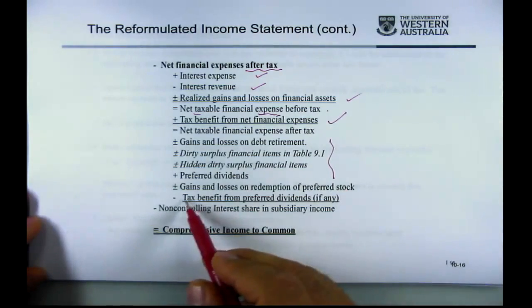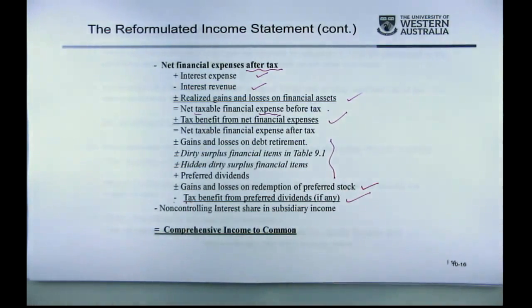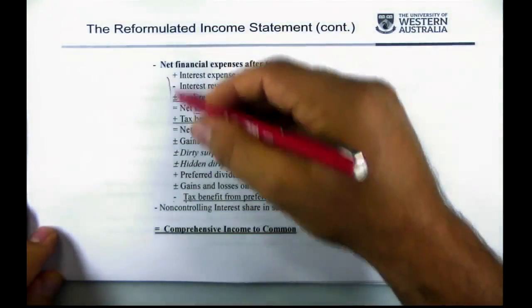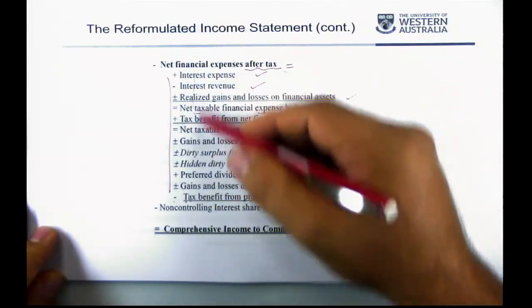This one sometimes is tax deductible, the loss on the redemption of preferred stock. Sometimes it is tax deductible. If this is the case, you take into account the tax benefit and calculate the after-tax loss or gain. It depends. Now, remember that all of these items are to calculate this one. So net financial expense equals this.